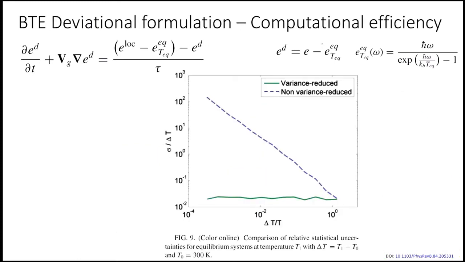Okay, so we keep saying this deviational formulation actually reduces the error. So there has to be proof for that. Again, in that paper, they showed quite convincingly that indeed, the deviation goes down. The statistical uncertainty remains pretty much constant in the variance reduced formulation. And if we do not take the variance reduced formulation, it keeps increasing.